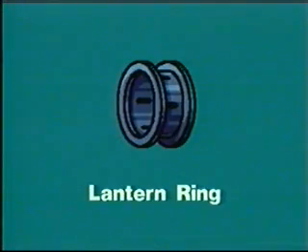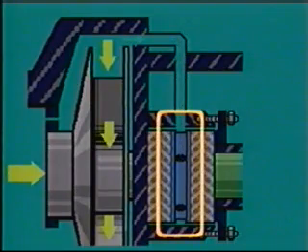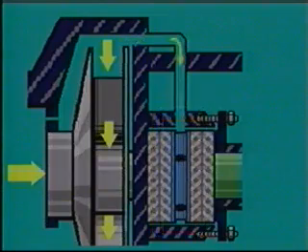Lantern rings are sometimes used to pressure lubricate the packing. These perforated metal rings are located between layers of packing in the stuffing box. They allow additional fluid from the gland sealing line to be injected into the stuffing box. That helps lubricate the packing.